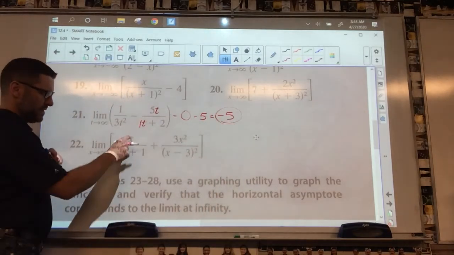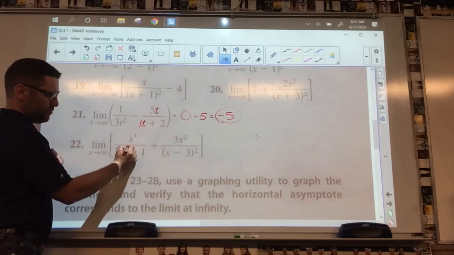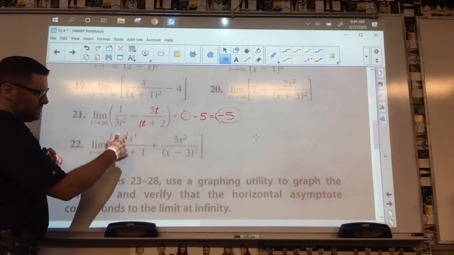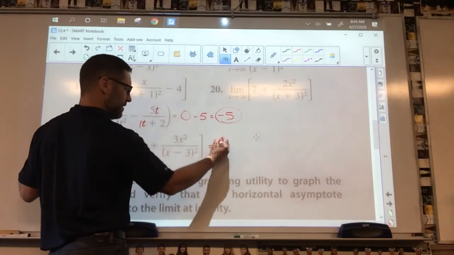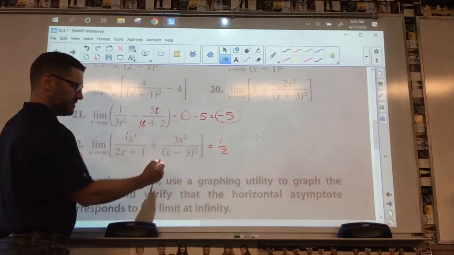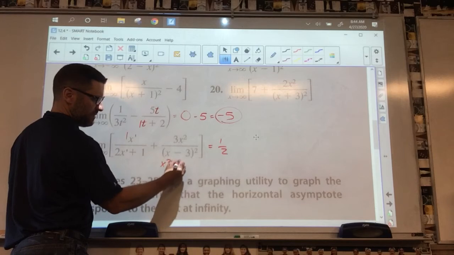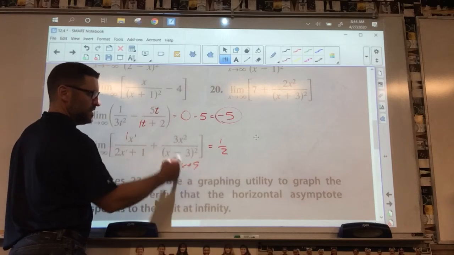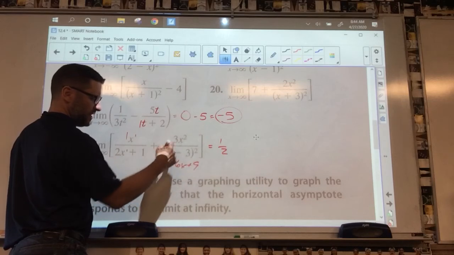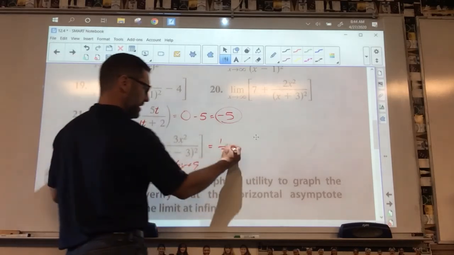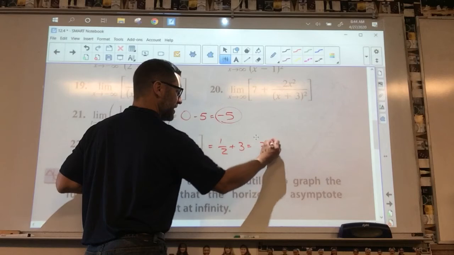All right, so equal, so 1 and 1, and that's 1x squared. So this part right here, leading coefficients are the same. I use 1/2. And these parts right here, this FOILed out is x squared minus 6x plus 9. So I have 3x squared over this. Equal degrees, I use the leading coefficients 3 and 1. I use 3, I got 3.5 for the limit.